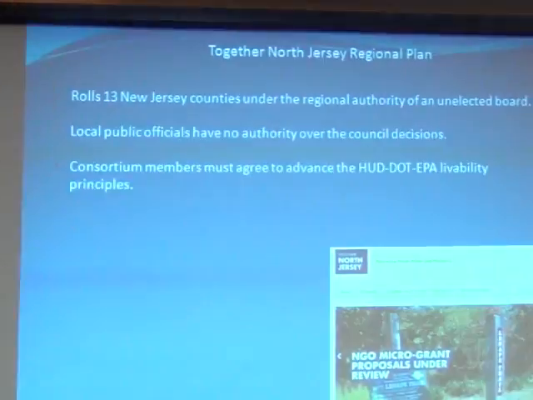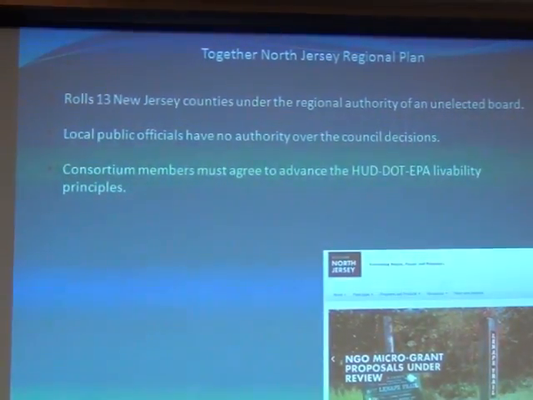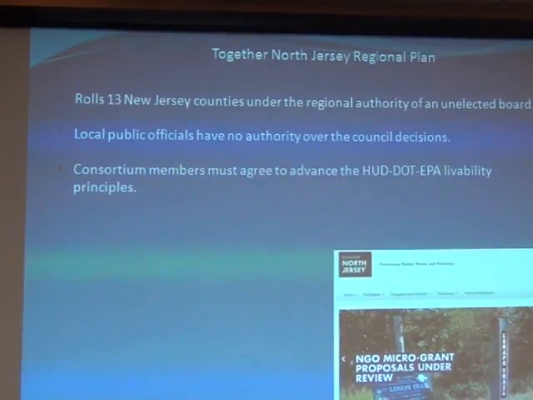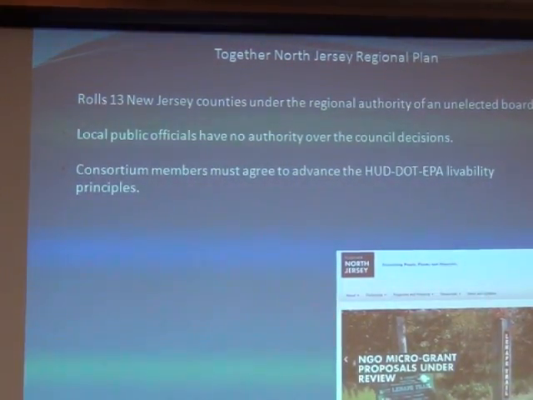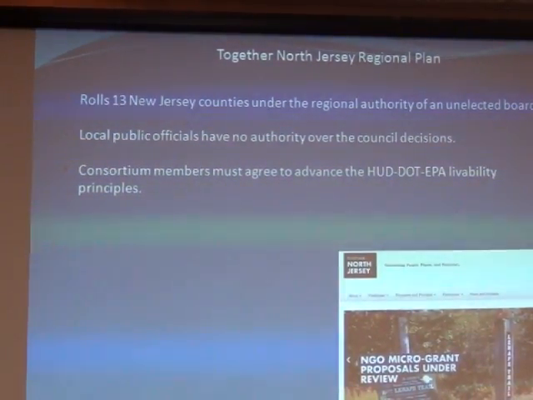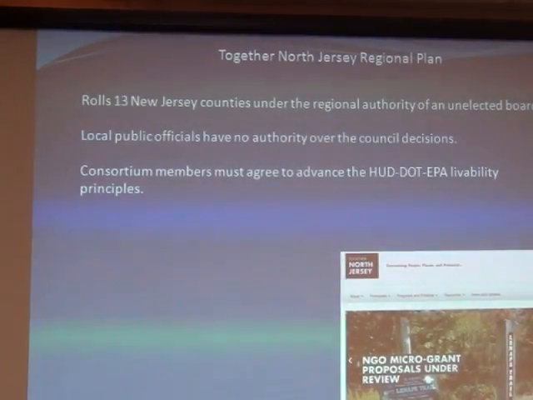Together North Jersey Regional Plan rules 13 New Jersey counties under the jurisdiction of a single non-elected board. Local public officials, I'll repeat this again, have no authority over this board. The board speaks independently. Consortium members must agree to advance the HUD-EPA livability principles. When your public official, let's say of the 13 counties here, maybe one of your public officials gets to sit on this board, you think he has any authority?